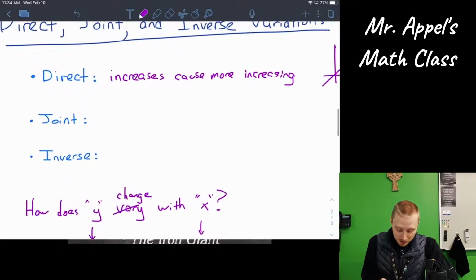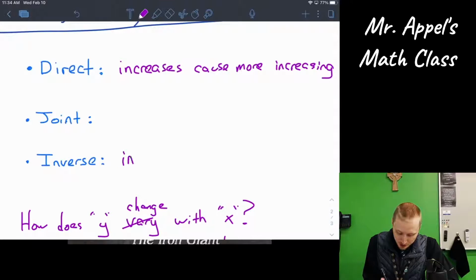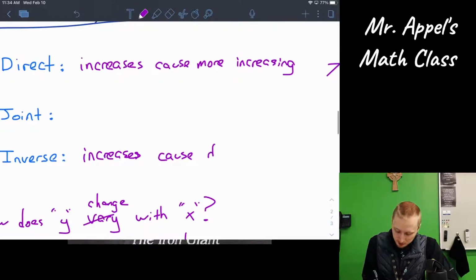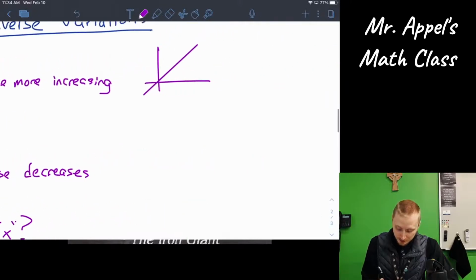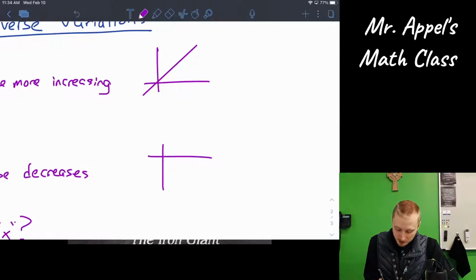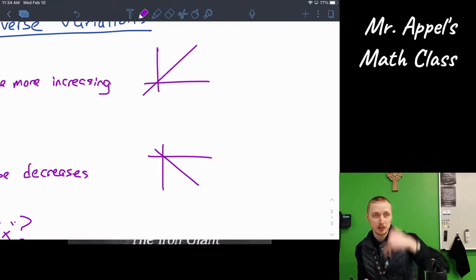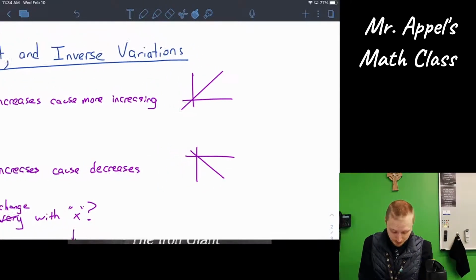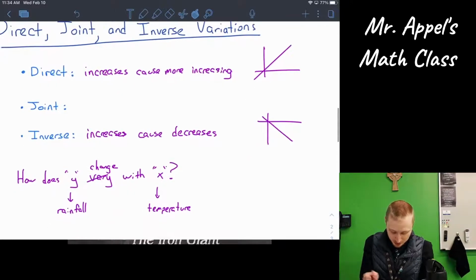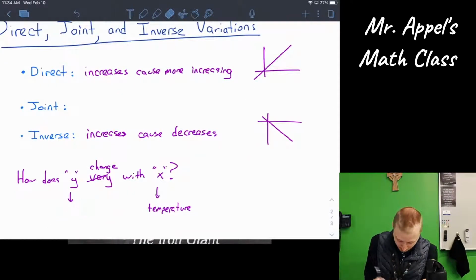The opposite of that would be an inverse, and that would be when increases cause decreases, okay? Instead, we have a negative graph, right? As X increases, one goes down. So let's think about some examples here.